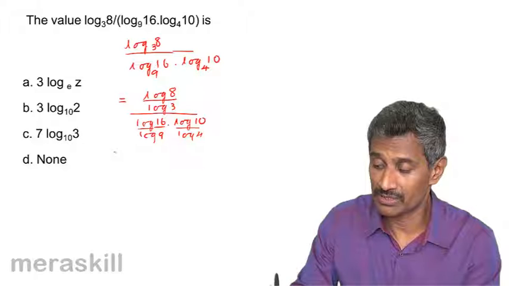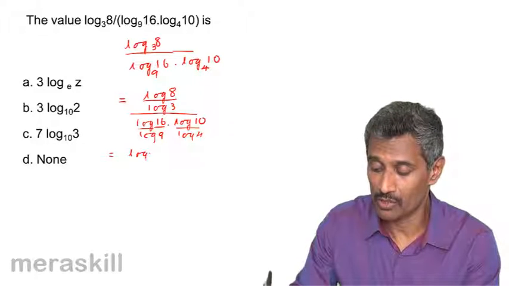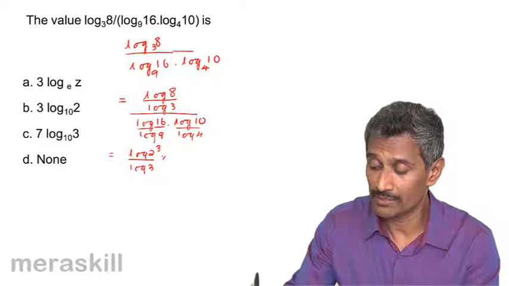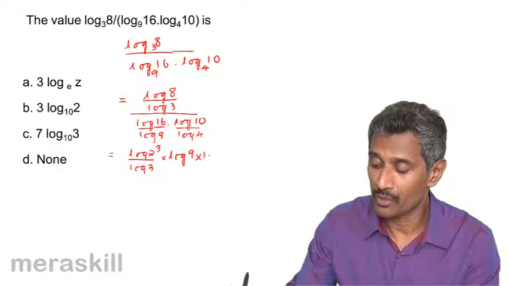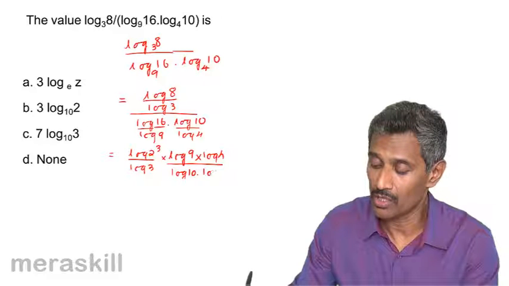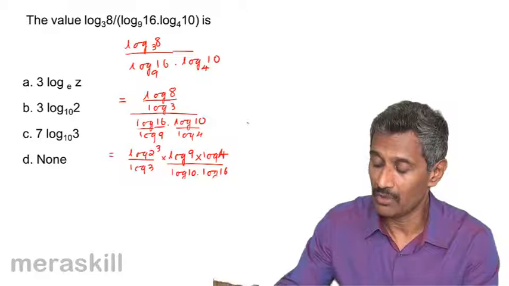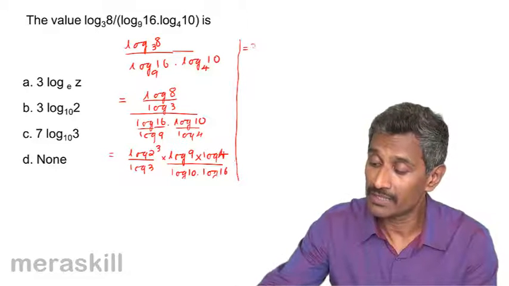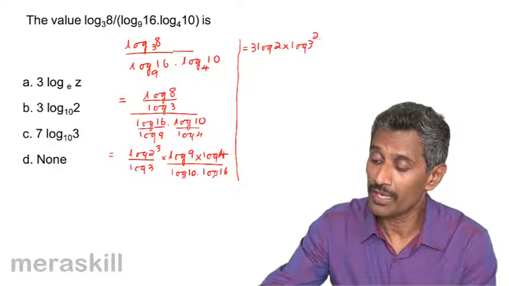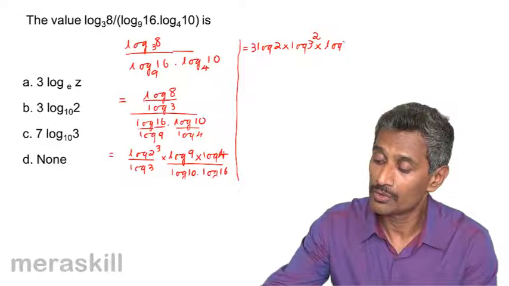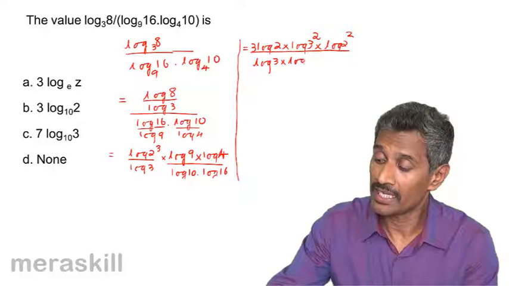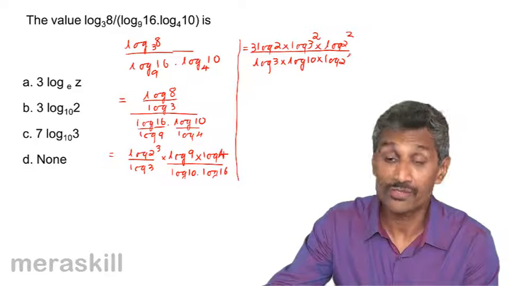Now this again can be written as log 8 is log 2 cube upon log 3, and since it is divided, this denominator goes in the numerator, so this becomes log 9 into log 4 divided by log 10 into log 16. Now this needs to be simplified further. We can write it as 3 log 2 into log 9, which is log 3 square, into log 2 square, upon log 3 into log 10 into log 2 raised to 4.